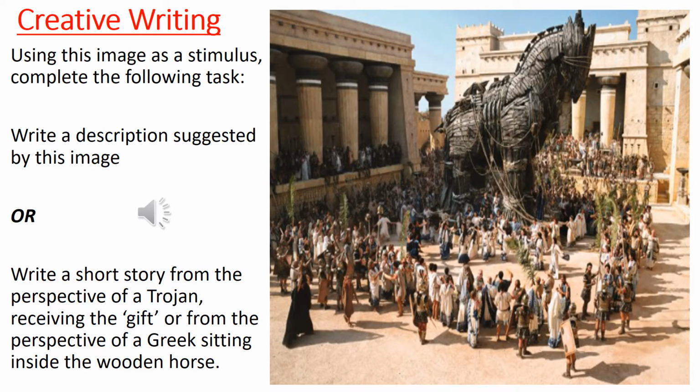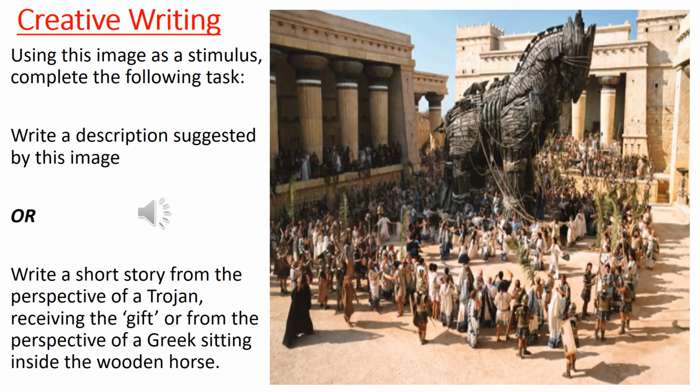So it's saying using this picture as a stimulus, which means to get your ideas going and get you thinking and those creative juices going. You can write a description suggested by the image, or write a short story either from the perspective of a Trojan receiving the gift, so somebody in the crowd there maybe, or from the perspective of a Greek who will be sitting inside this wooden horse ready to attack the Trojans, who think that it's all over and that they've won and this is a peace offering.